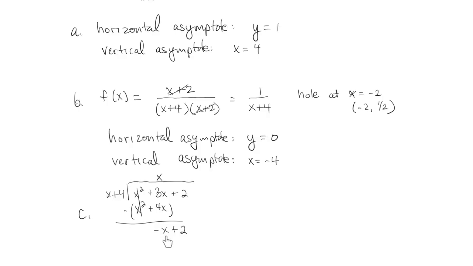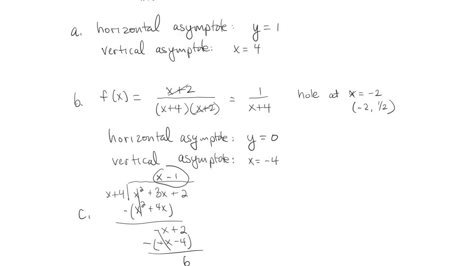Now x goes into the negative x, -1 times. Now -1 times x plus 4 is -x minus 4. Now we subtract. This becomes positive, so that cancels out. This becomes +4, so 2 plus 4 is 6. The slant asymptote is the result. It's the quotient right up there, x minus 1.